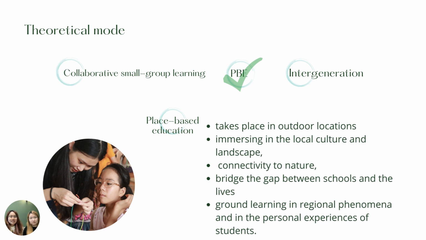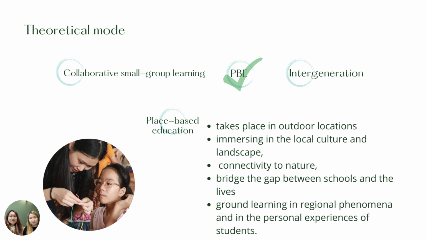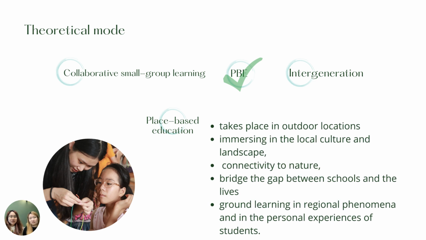And the second is place based education. In simple terms, place based education generally takes place in outdoor locations, immersing students in the local culture and landscape, and using these as a basis for other disciplines. Place based education will increase connectivity to nature, which may help bridge the gap between schools and the lives of children. It also aims to ground learning in regional phenomena and in the personal experience of students.